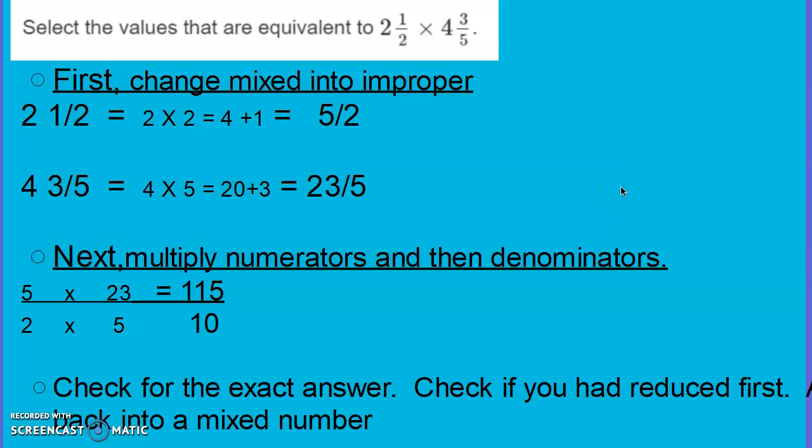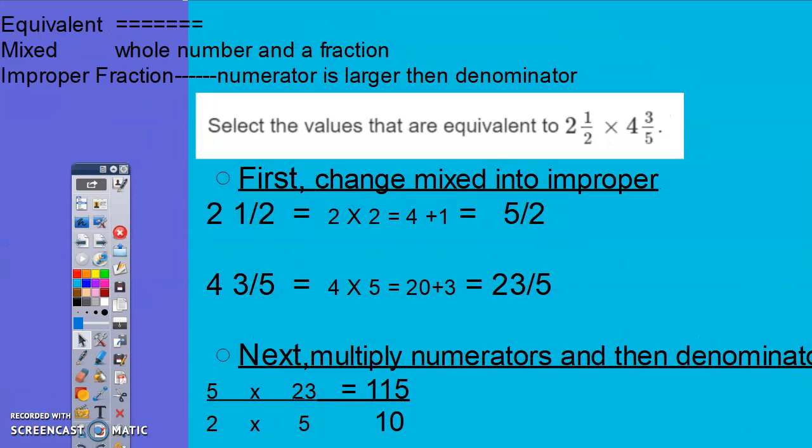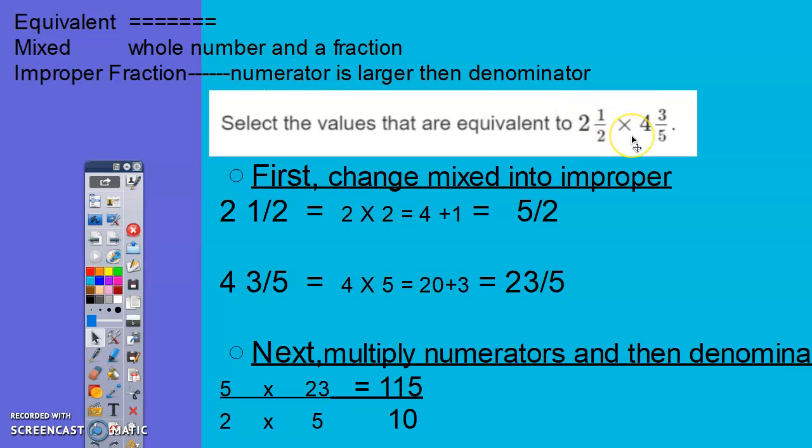Okay, problem number 2. We are looking at the vocabulary. If you look at the top screen right here, move us up a little bit. We're looking at the vocabulary for fractions. Equivalent means it's equal or it's the same.